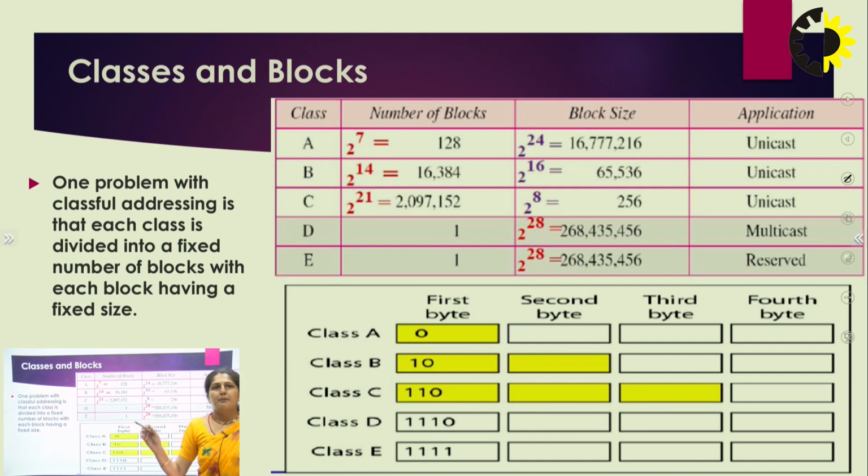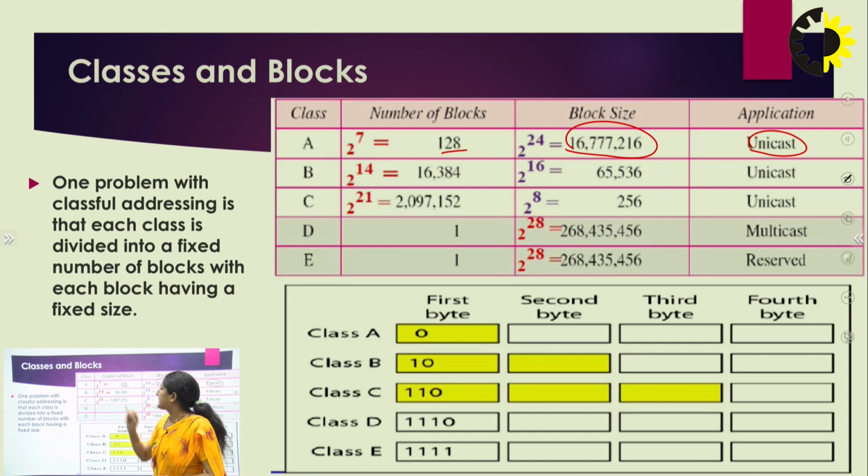So these are the blocks that I have already told you. Class A uses 2 raised to power 7, that is 128, as the number of blocks. The application is unicast. In the second one, you can see 2 raised to power 7. We have 8 bits, so it should be 2 raised to power 8, but we are using 2 raised to power 7.